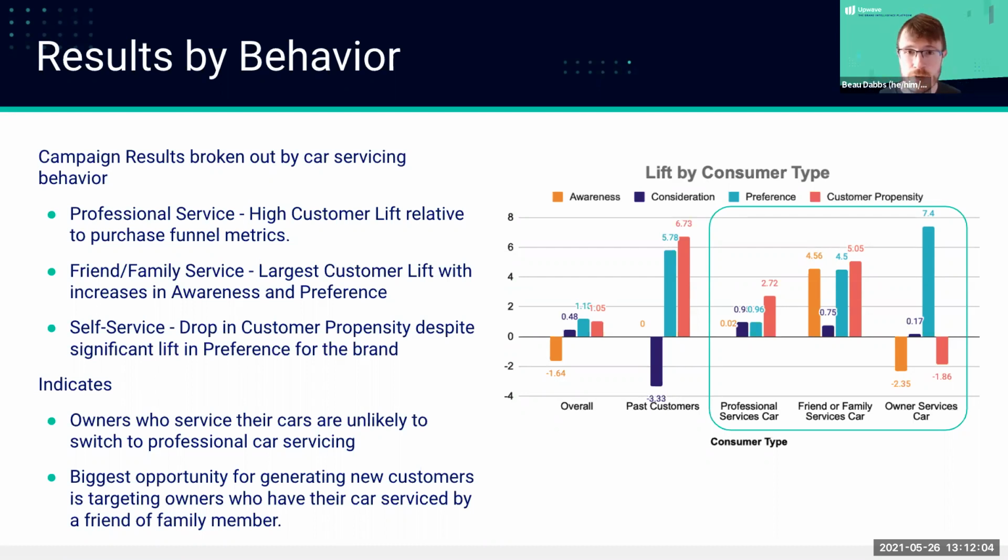Second, it points out a potential opportunity for the brand to target consumers who typically have a friend or family member service their car. Unlike consumers who service their car themselves, these consumers appear to be more likely to actually convert to customers of the brand.